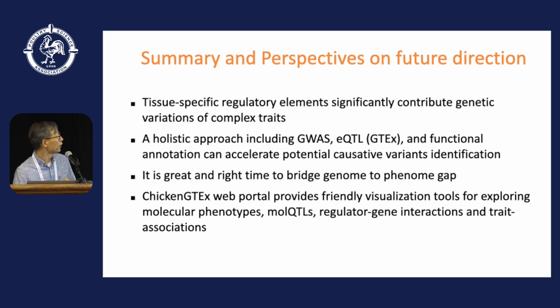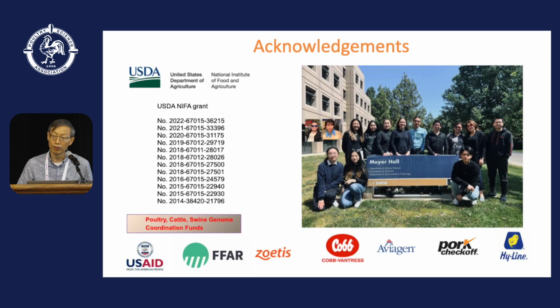In summary, tissue-specific regulatory elements are very important contributors to genetic variation of complex traits, and integrating all of the omic data can accelerate the identification of potential causative genetic variants. I do believe it's a great time to bridge genome to phenome, and this portal really provides a huge resource for the scientific community. Thanks very much for all your attention.